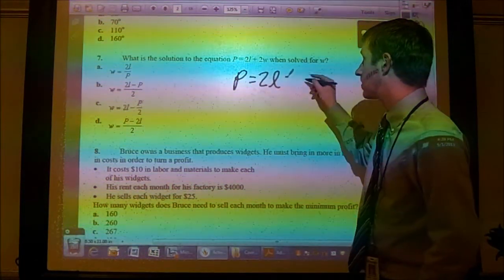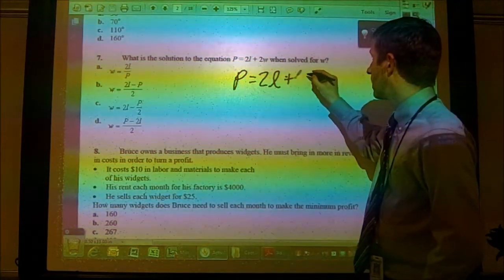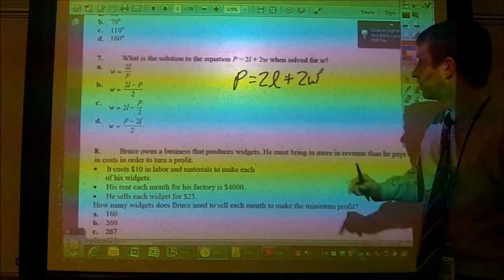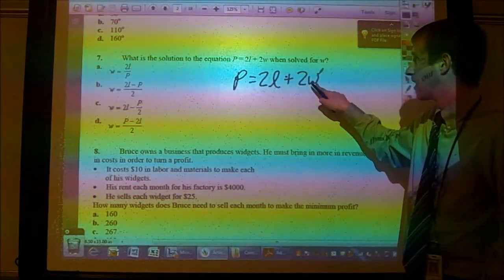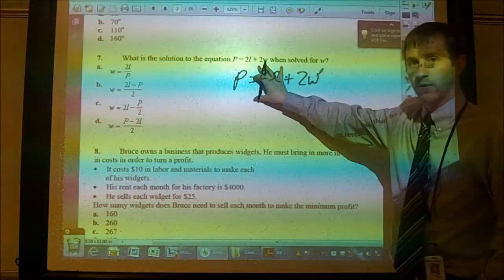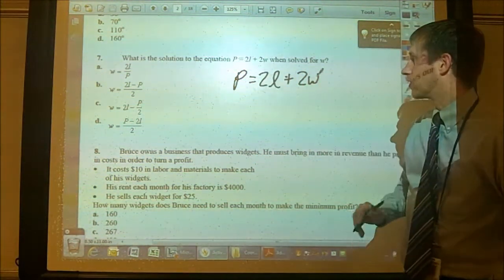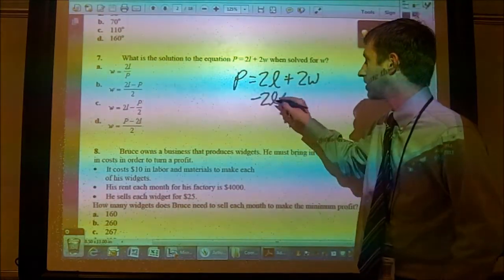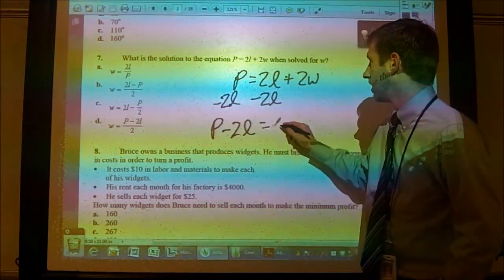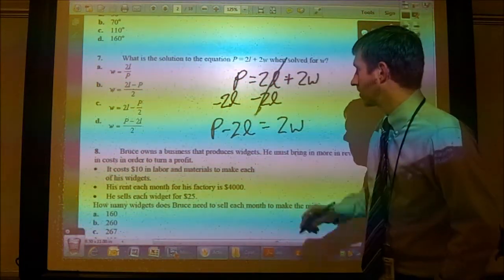Now, it's not 21. It's 2L, right? Because this is actually the formula for the perimeter of a rectangle. So we want to try to find the width, right? Get it by itself. I don't start next to the W, I start away from it. So I actually want to move this 2L first. And to move that 2L, I'm going to subtract 2L from both sides. It gives you P minus 2L equals 2W, right? Because these will cancel.